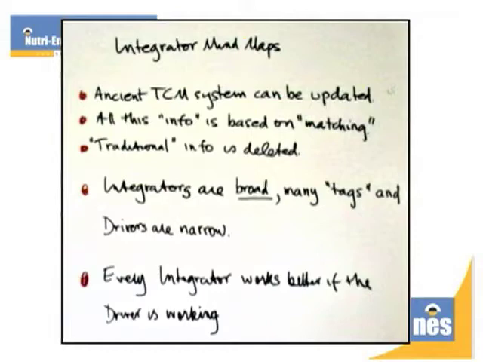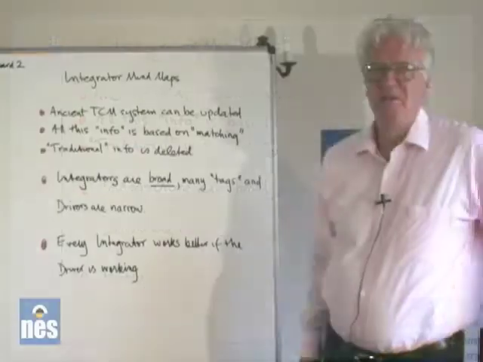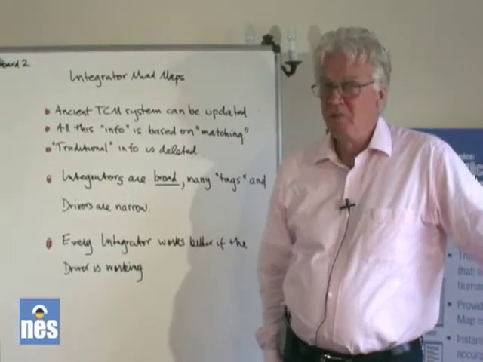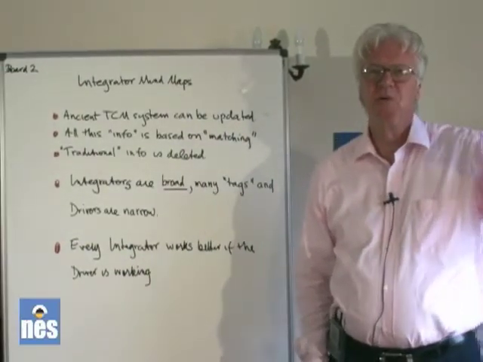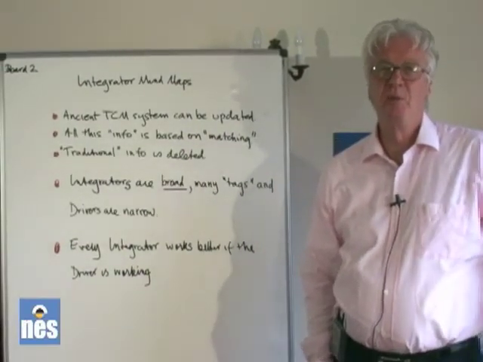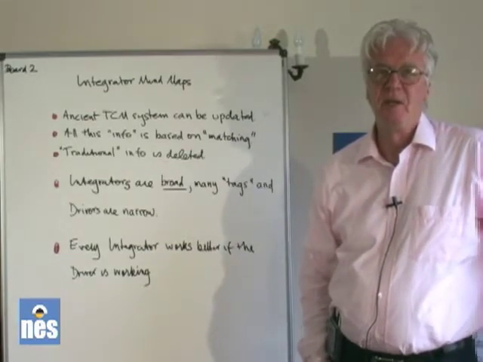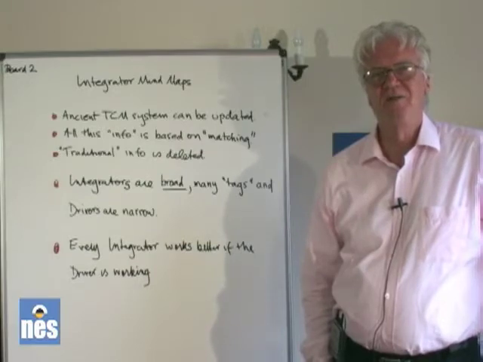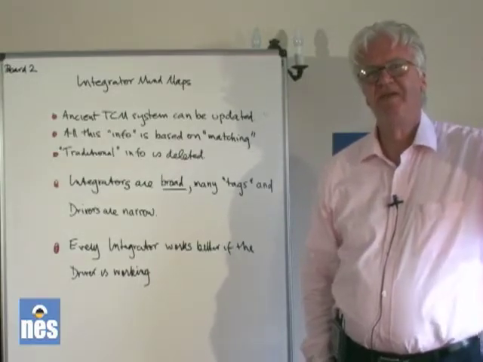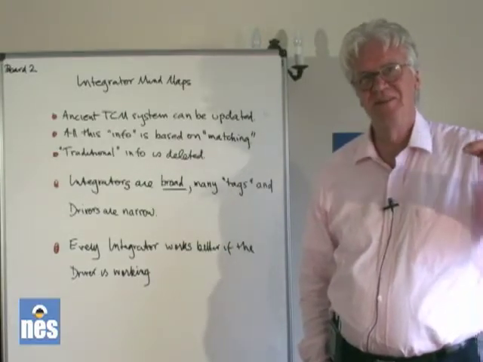Here's board number two about integrator mind maps, telling you about what the map means. The ancient TCM system can be updated. In other words, we've been here before. The Chinese had these lists of correspondences, they called them. They published books many, many hundreds of years ago, indicating what seemed to have an energetic affinity with what.